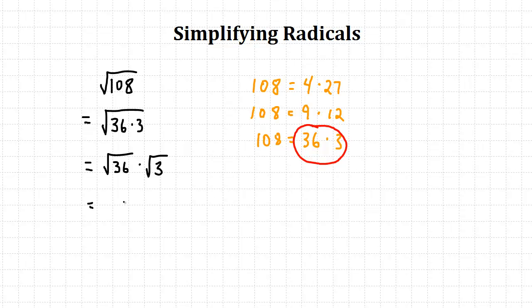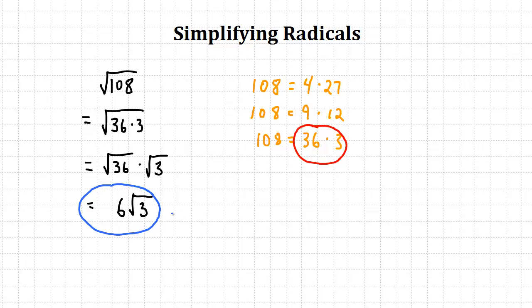You know the square root of 36 is 6. So the square root of 36 times the square root of 3 is the same thing as 6 times the square root of 3. And now let's just do a quick check. 3 is not a perfect square either, but there are no perfect squares that go into 3. So the square root of 108 in simplest radical form is 6 root 3.